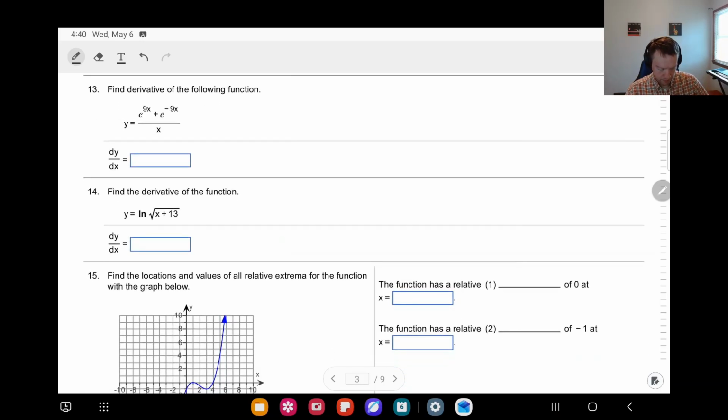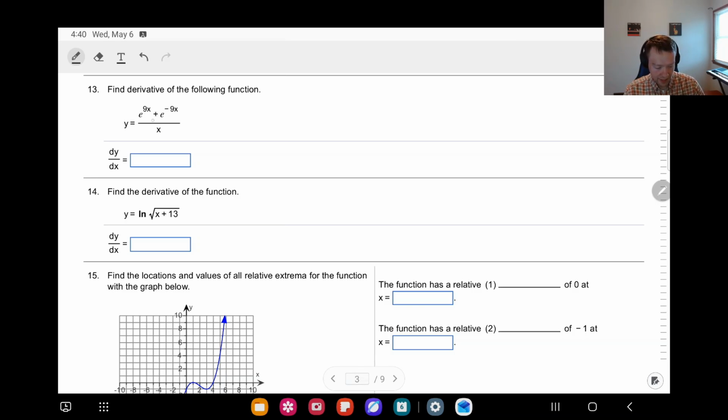Right, number 13. Find the derivative. Okay. Well, clearly there's some quotient rule involved because this is a big quotient, a division. We've got e's involved now as well, so we'll need to make sure we can handle those. Notice there will be a bit of chain rule because of the e to the 9x. You've got that 9x in there instead of just e to the x.